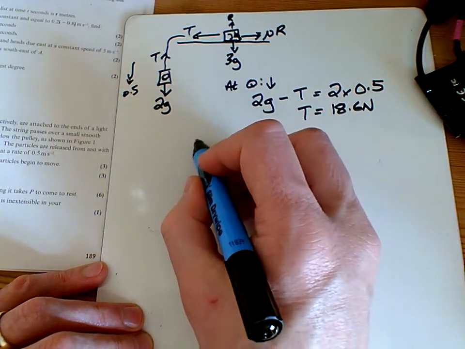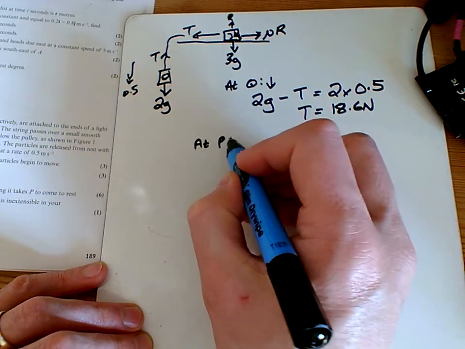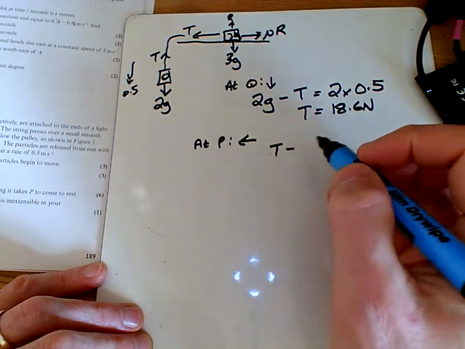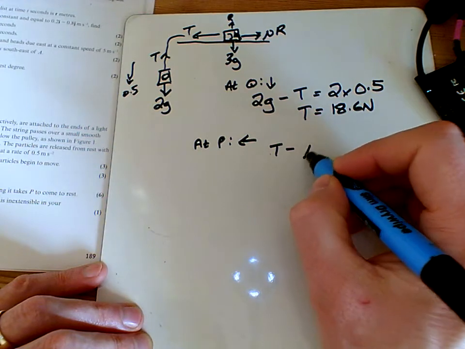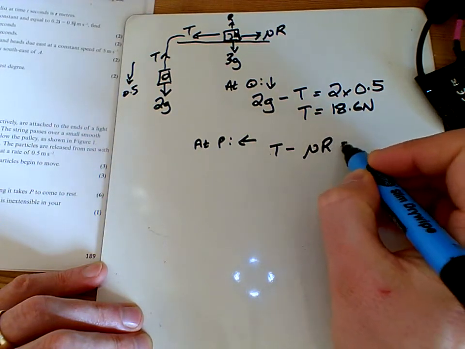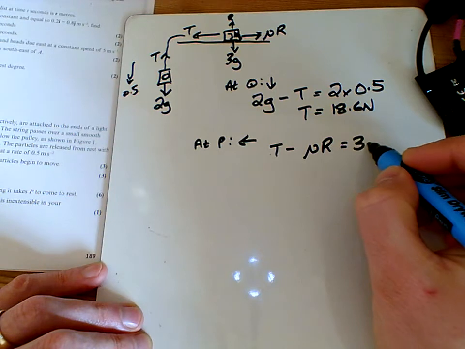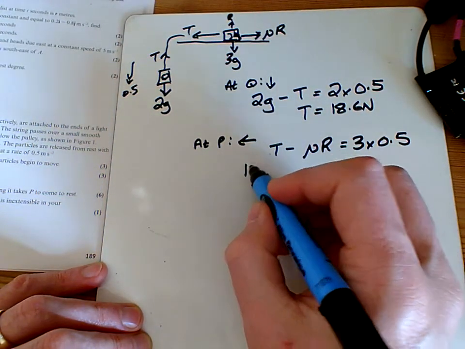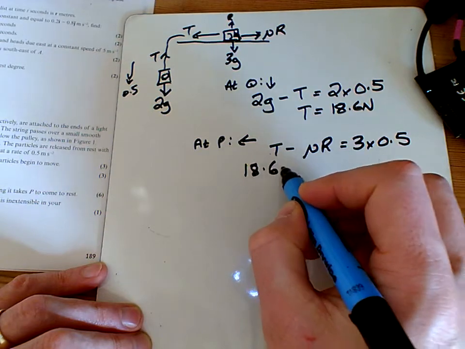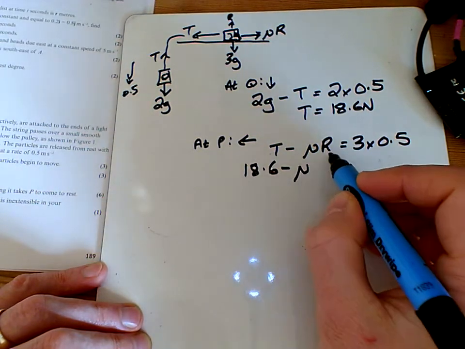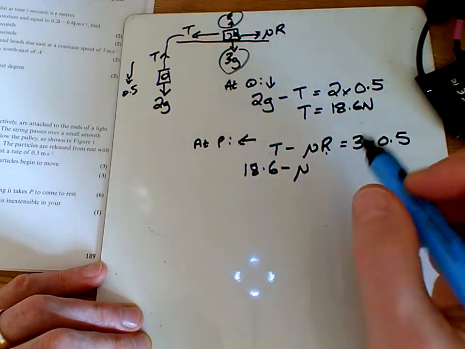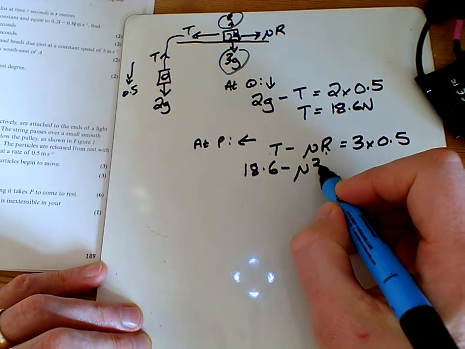Okay, now let's look at what's happening at P. At P, we've got the tension pulling it this way, and we've got mu R pulling it backwards. And again, that will equal the mass times the acceleration. The tension we know is 18.6 because we just found it out. The normal reaction here, well, we can see it's 3G down, so it must be 3G there as well.